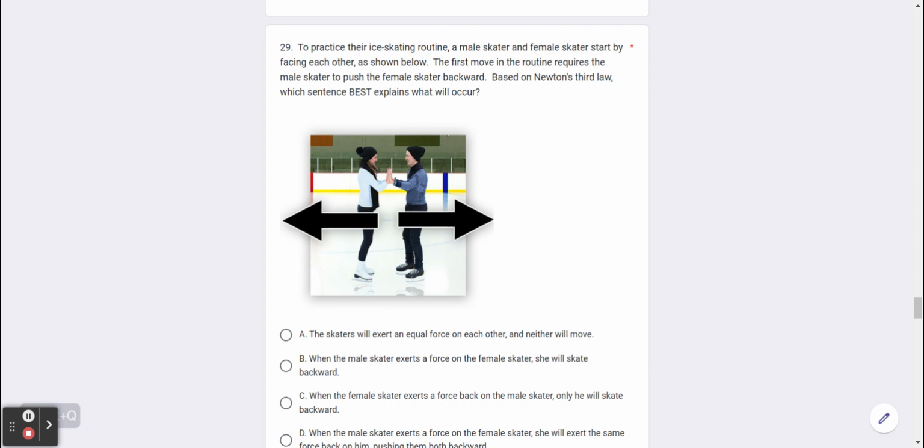The first move in the routine requires the male skater to push the female skater backwards. Based on Newton's third law, which sentence best explains what will occur?